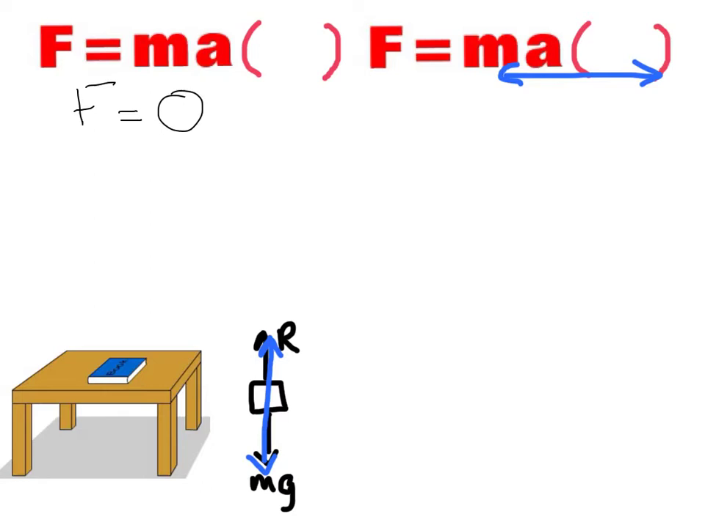Now normally it really matters that I go in the direction of the acceleration. So in this bracket you put the direction of the acceleration, which direction it's accelerating in, so that you know that that's positive and the other way is negative. In this case the book isn't accelerating, so it doesn't matter what I call positive and what I call negative. So I'm just going to say that up is positive and down is negative, but you could equally say down is negative and up is positive. It doesn't matter, as long as you stick to it.